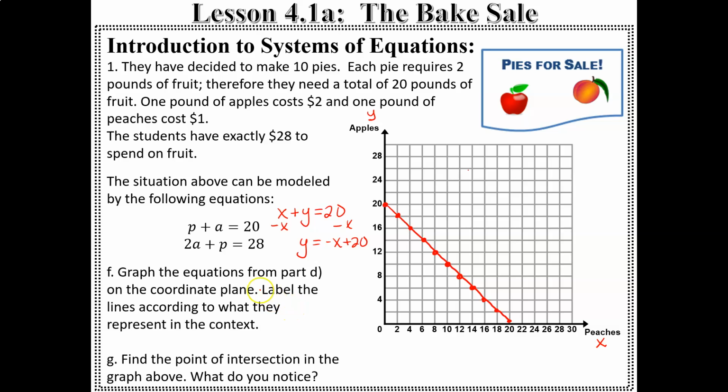Okay? So now, remember, we're going to change apples to y. So let's rearrange. So I have 2y equals negative 1x plus 28. I'm going to divide by 2. So I have y equals negative 1/2 x plus 14. So I'm going to start here. I'm going to go down 1 over 2.